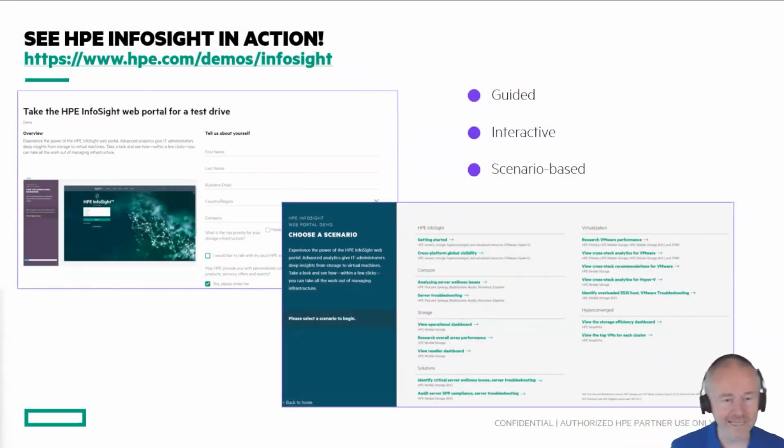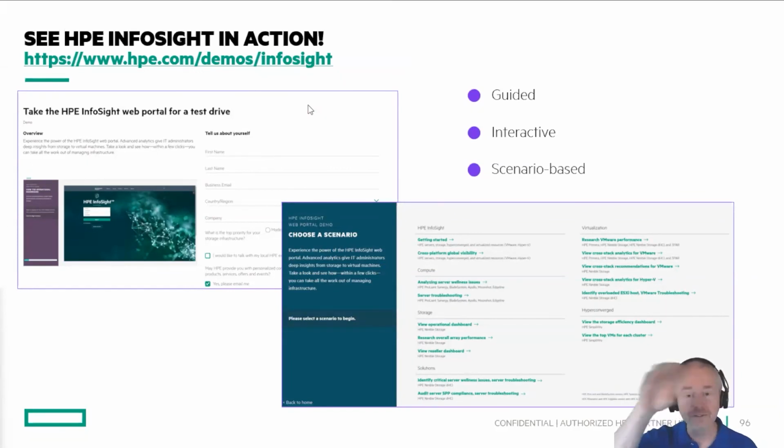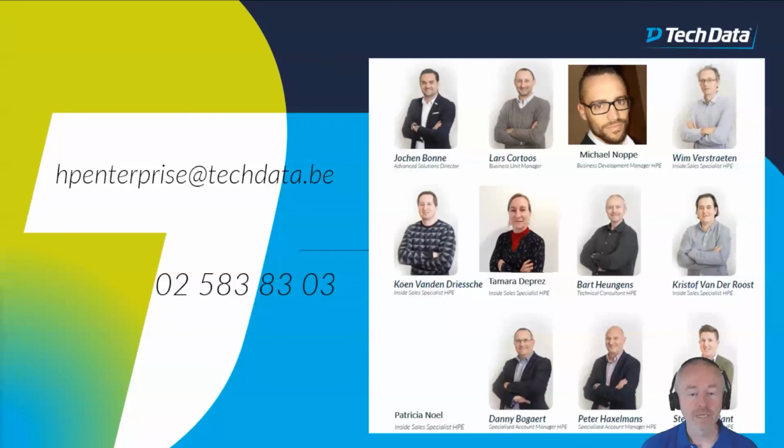Now, if you want to see this in action, if you didn't see it yet, know that on the InfoSight pages, this is the link, there is a guided interactive wizard that you can follow based on a few scenarios. So just go to that link and take a look at these little demos, or even better, go to infosight.hpe.com, log in and add all the HPE devices from all your customers, if you didn't do it yet.